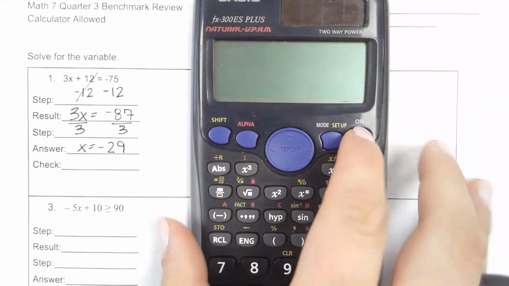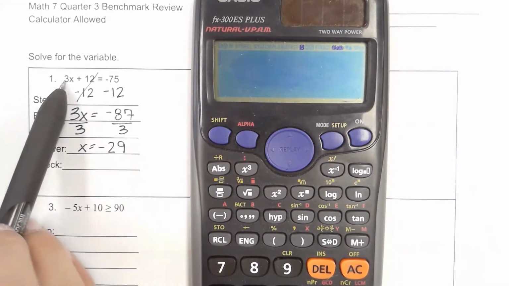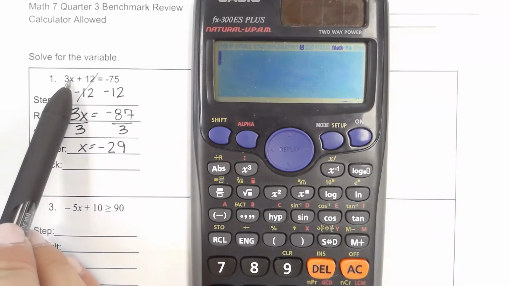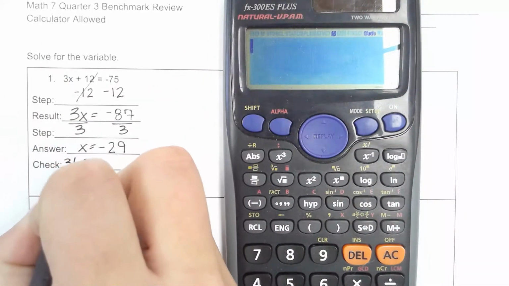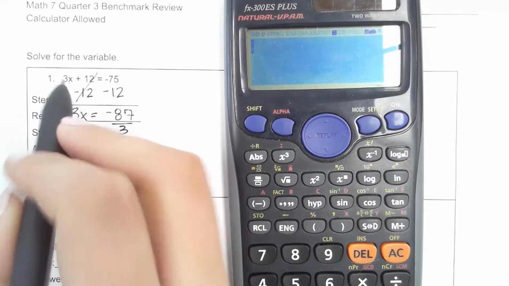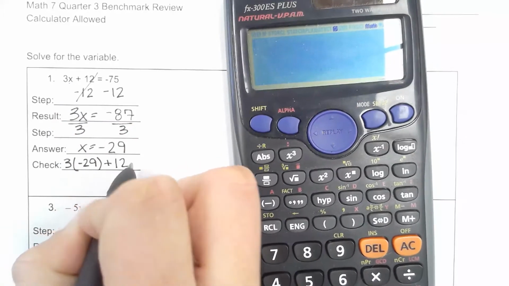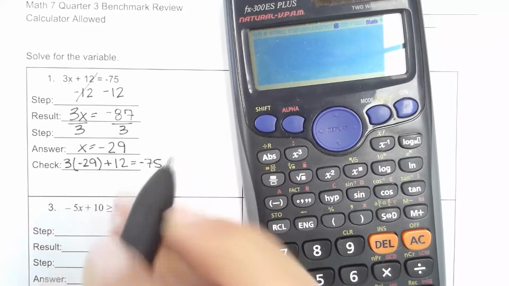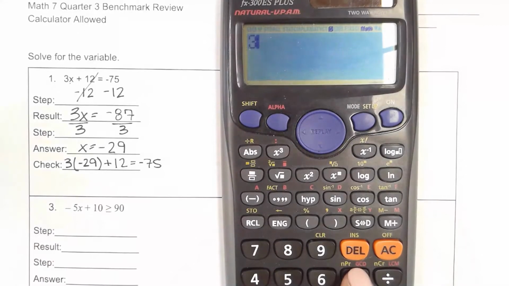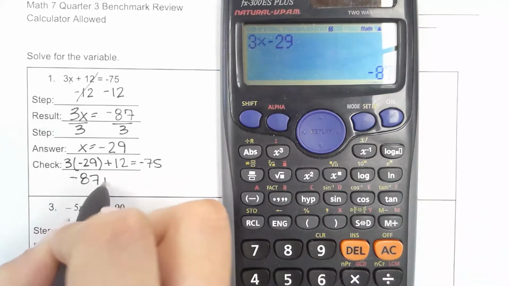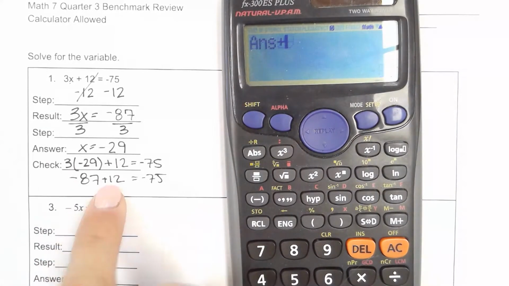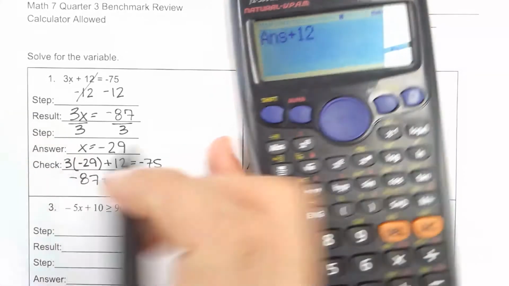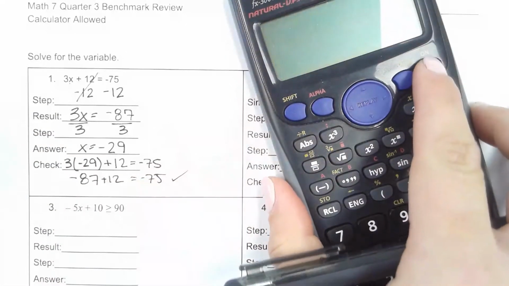And remember, we can always check our work by plugging our answer back into the original equation, substituting it in for x, and then we can just do a mental check to make sure that it works. So I'm going to plug negative 29 back in for x and rewrite the equation. So then if I were to simplify this, 3 times negative 29 is negative 87. And then negative 87 plus 12 will give me that negative 75, so I know I did it correctly.